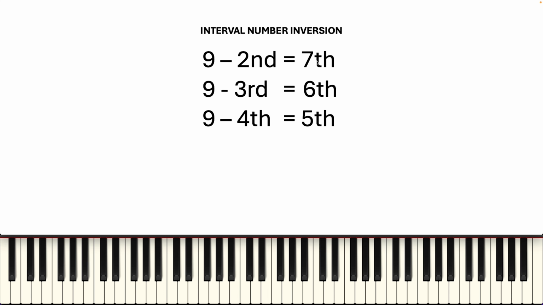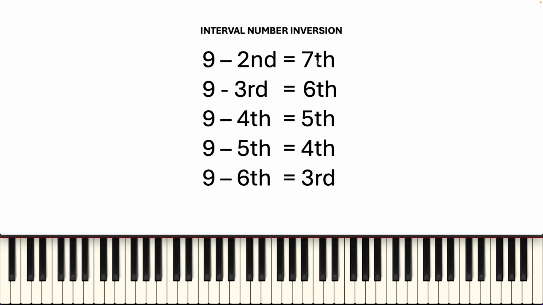If we are in a fourth, it gives a fifth. If we are in a fifth, it gives a fourth. If we are in a sixth, it gives a third. And if we are in a seventh, it gives a second. And remember, here we were in the minor sixth. So 9 minus 6 is 3, so that's a third. And the minor switches to major, so that's a major third.